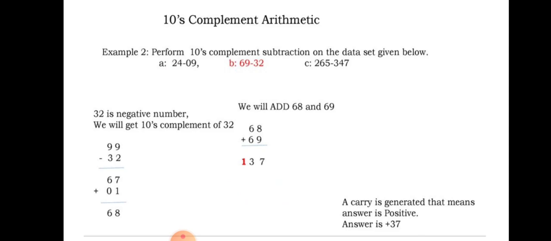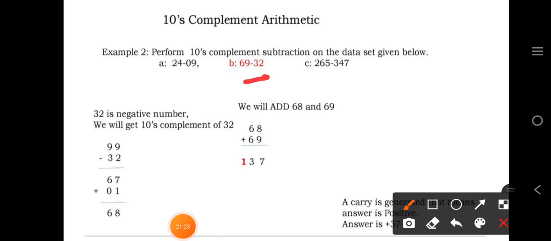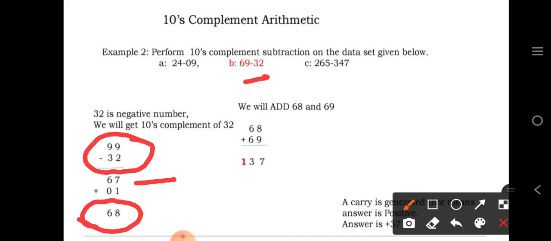Now the second example, we have to subtract 32 from 69. Again here the answer will be positive as the smaller number is subtracted from the larger one. So we first take the negative of 32. For that purpose we calculate the 10's complement of 32. First we take the 9's complement of 32, that is subtracting 32 from 99, we will get 67. Now 67 plus 1, we have added 1 because we want a 10's complement. So after adding we will get the 10's complement as 68.